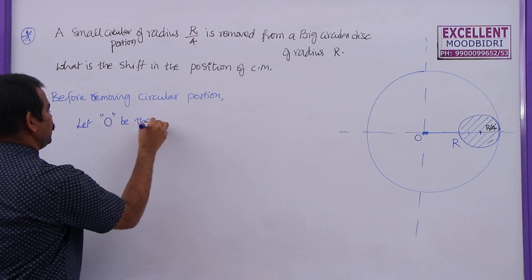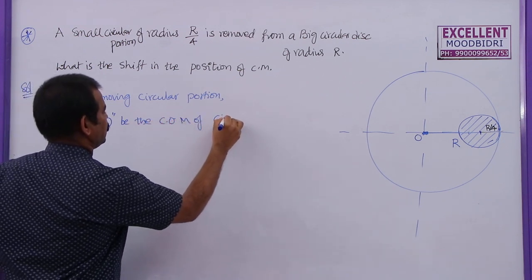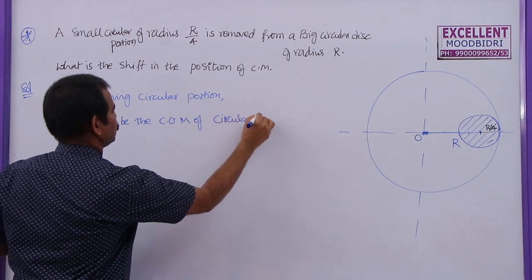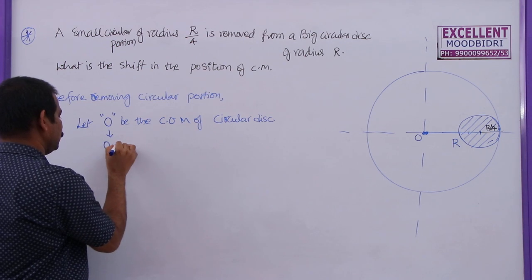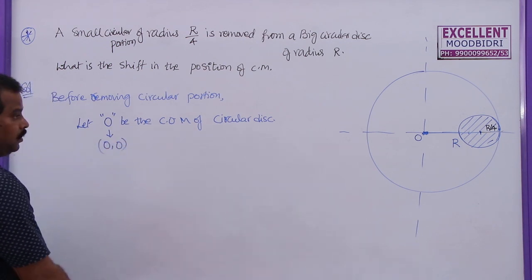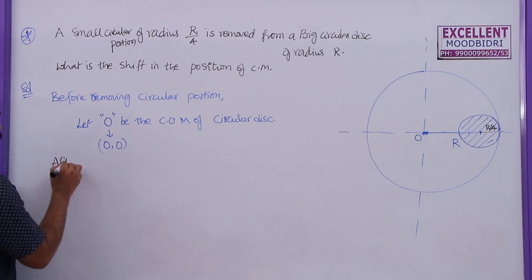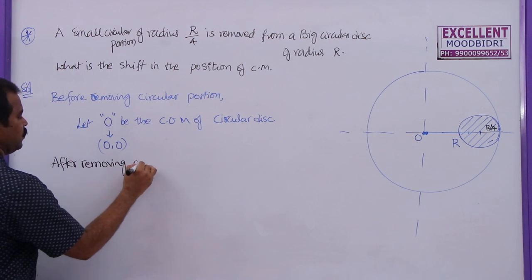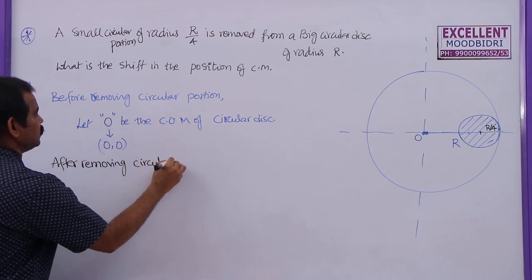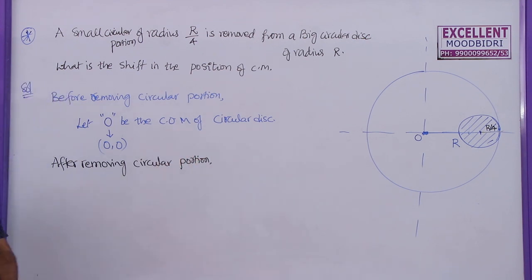Let O be the center of mass of the original circular disc. That is nothing but (0, 0). Now, if you remove this circular portion, what happens to the center of mass?